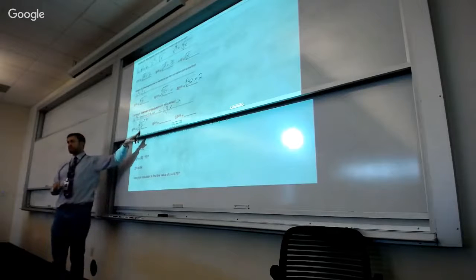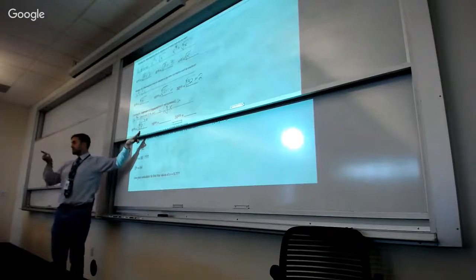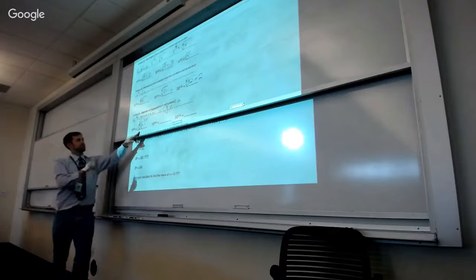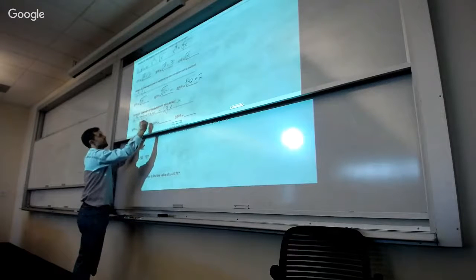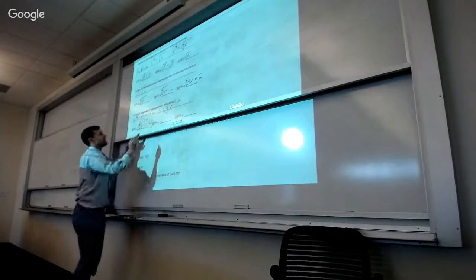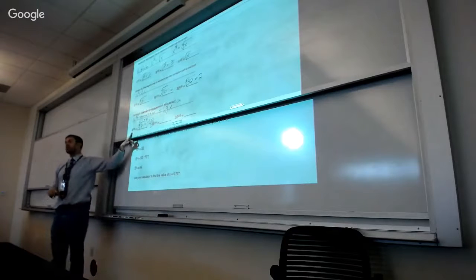And everyone, what is the cube root of 8? What number times itself 3 times equals 8? 2. So now we have 2 squared. And what's 2 squared? 4. And believe it or not, if you type 8 to the 2/3 into your calculator, the answer will be 4.